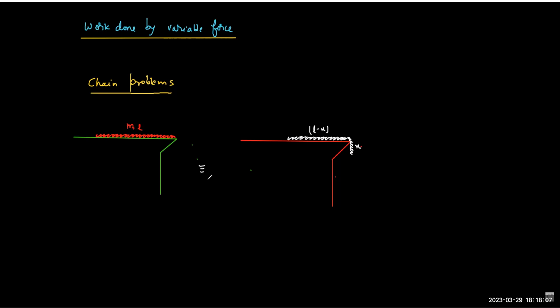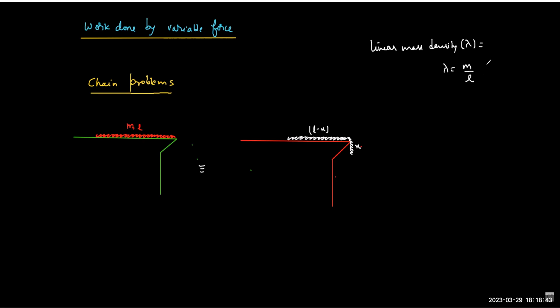Now, when we don't have a point mass, we have something called distributed mass, because the mass is spread over the length of the chain. We define something called linear mass density by the symbol lambda, and lambda we write as M by L, mass per unit length.